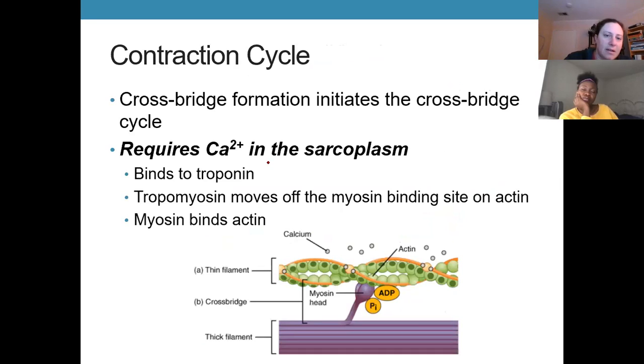Okay, good. I'm glad I got it right somewhere. Any questions about the contraction cycle before I pop out of this? Anybody else? You're welcome.